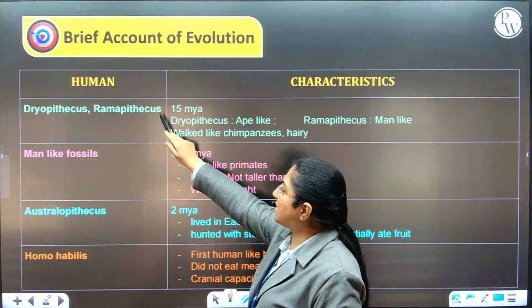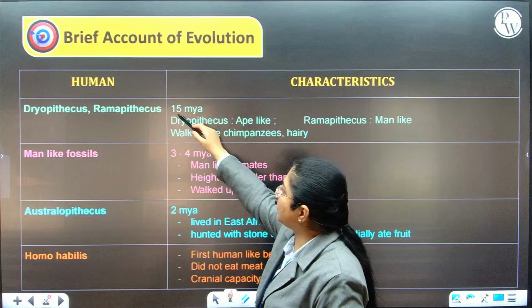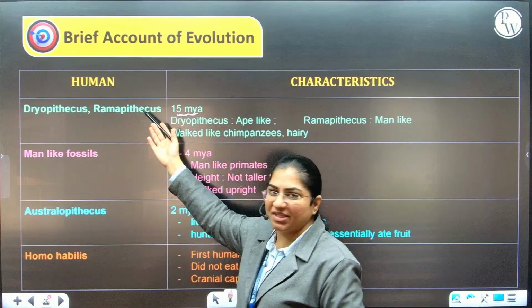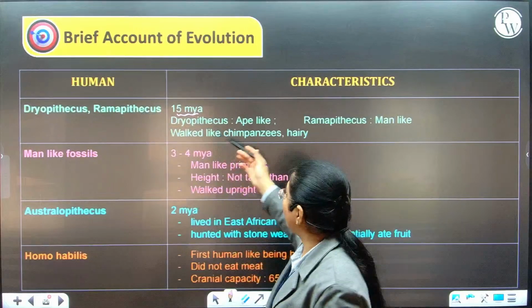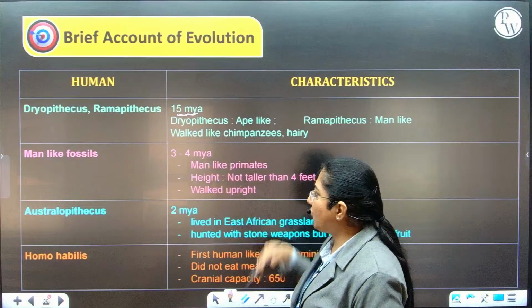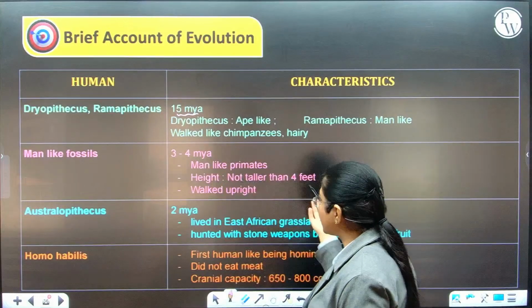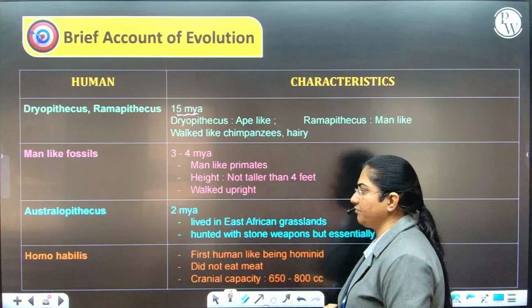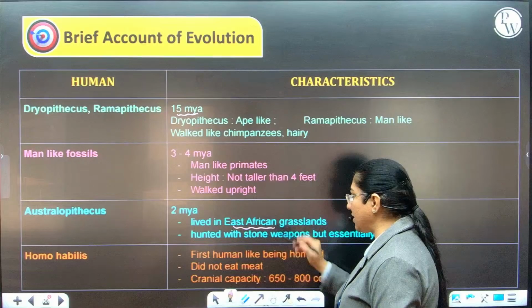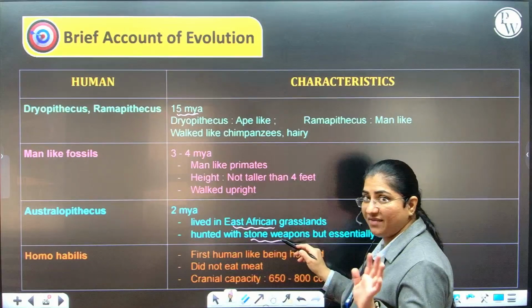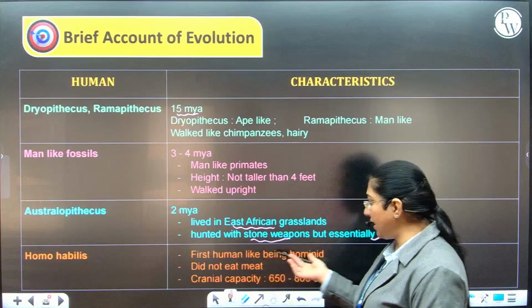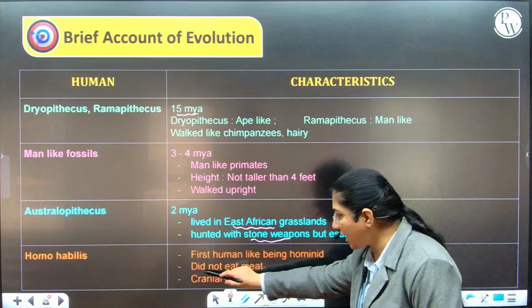So Dryopithecus and Ramapithecus were the species that originated approximately 15 million years ago. Dryopithecus was more ape-like, Ramapithecus was more man-like. However, they walked like chimpanzees and they were hairy. Then came man-like fossils 3 to 4 million years ago. They had height which was not taller than 4 feet, but they walked upright. Then came Australopithecus 2 million years ago, lived in East African grasslands, hunted with stone weapons, but never ate meat. They ate fruit.